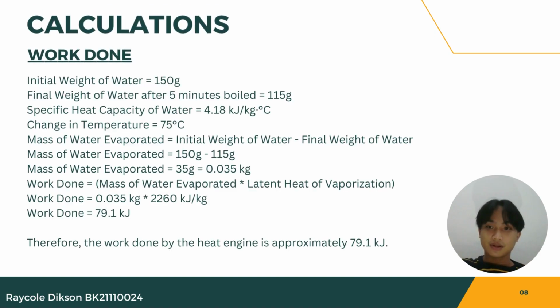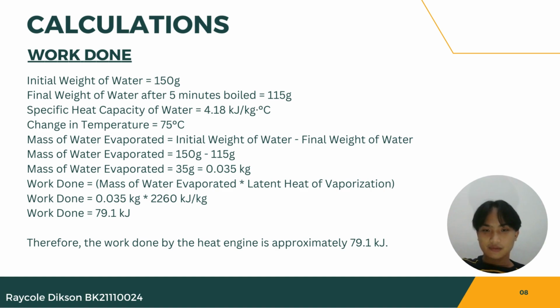Next is the calculation for the work done. The initial weight of water is equal to 150 gram, and the final weight of the water after 5 minutes of boiling is equal to 115 gram. Specific heat capacity of water equals 4.18 kilojoule per kilogram degree Celsius, and the change in temperature is 75 degrees Celsius. The mass of evaporated water can be found by the difference between the initial weight of water minus the final weight of the water, which in this case is equal to 35 gram or 0.035 kilogram.